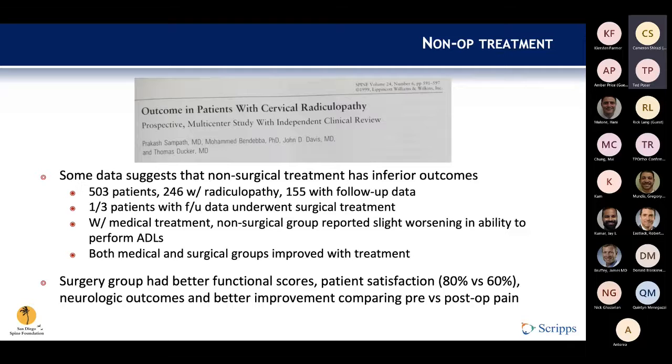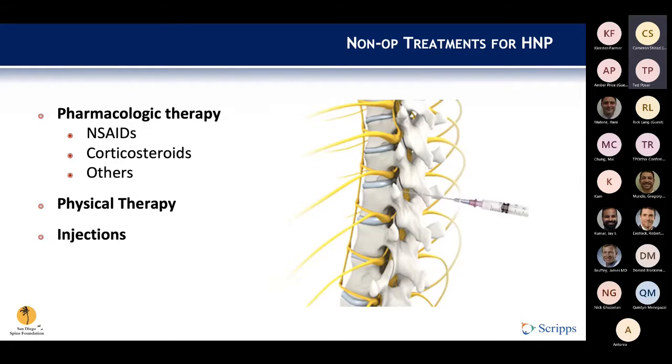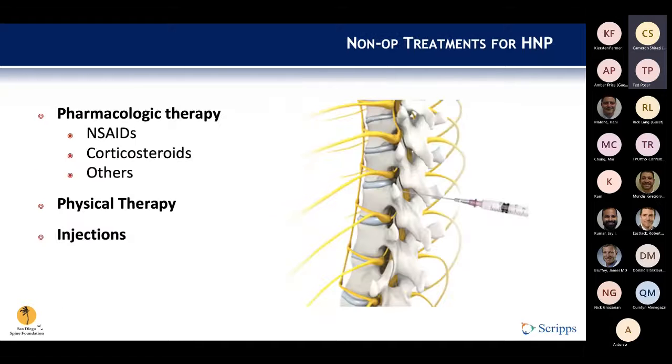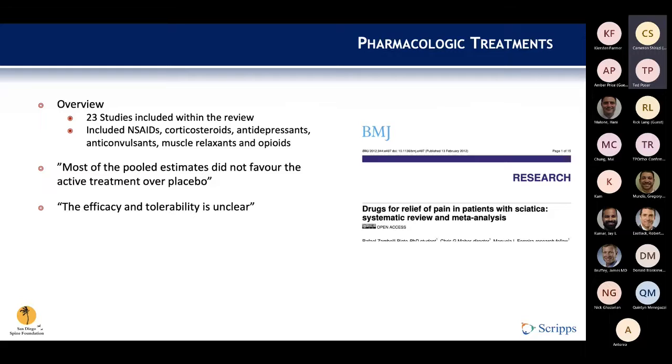So this is moving the arrow towards potentially surgical treatment as being a good option for these patients. But let's look at all these treatments that are non-operative treatments. This is looking at just medications and pain medications: NSAIDs, corticosteroids, antidepressants, anticonvulsants, muscle relaxants, and opioids. Most of the pooled estimates did not favor the active treatment over placebo in these patients, and the efficacy and tolerability is unclear, is what they noted.